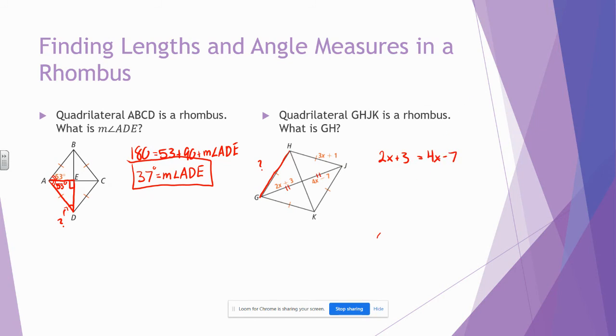Adding 7 to both sides and subtracting 2x, we get 10 is equal to 2x. So divide both sides by 2, we get 5 equals x. Since we have a rhombus, we know HJ is equal to 3x plus 1. So GH also has to be equal to 3x plus 1. We know x is 5, so we can say 3 times 5 plus 1. And that will give me 15 plus 1. GH is equal to 16.